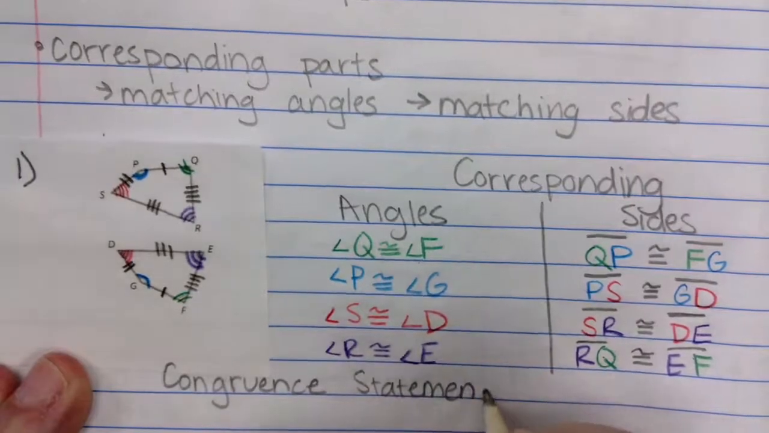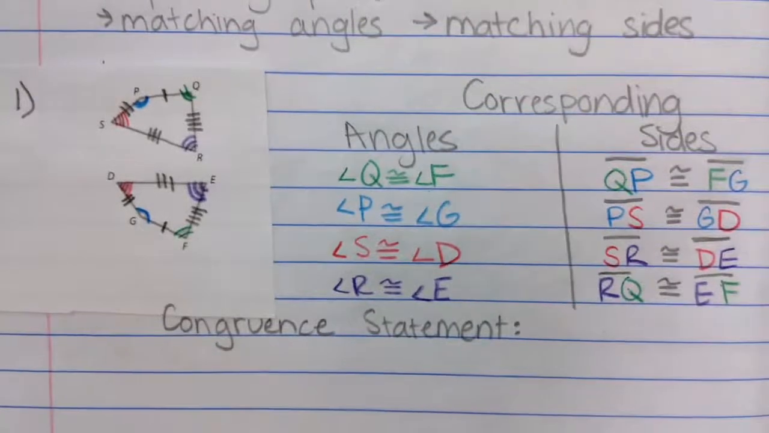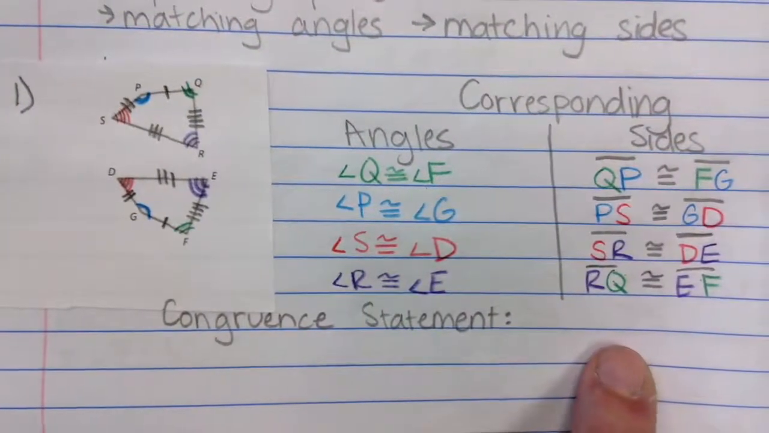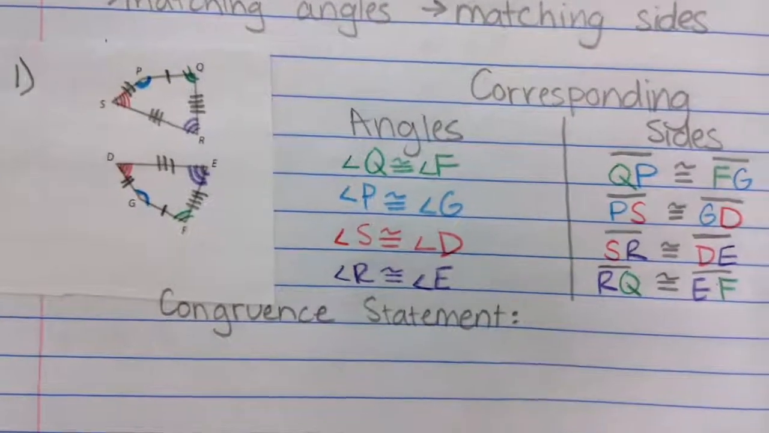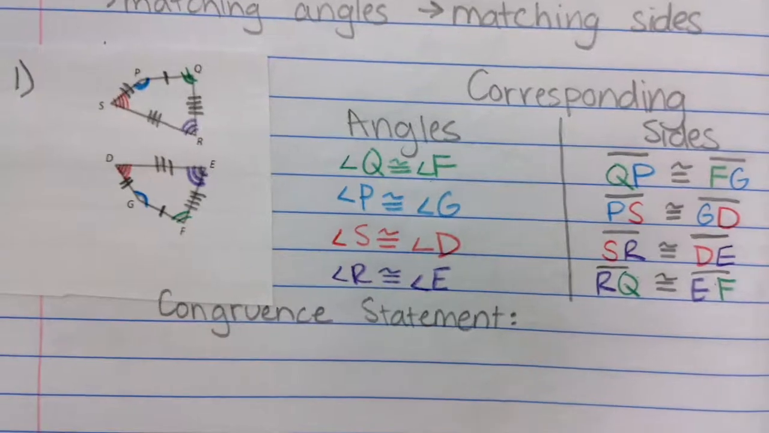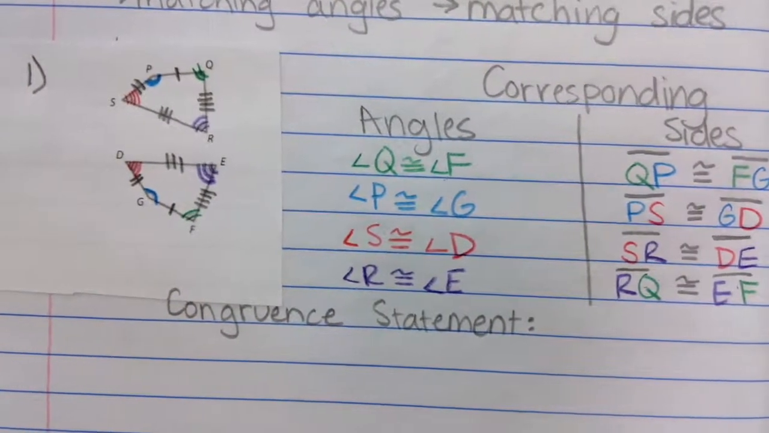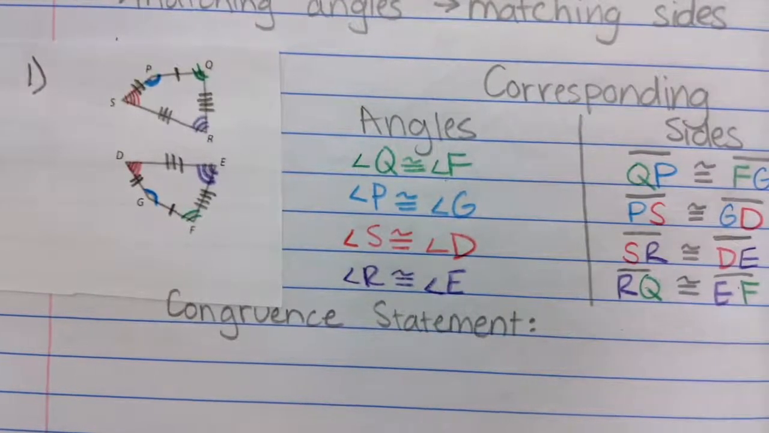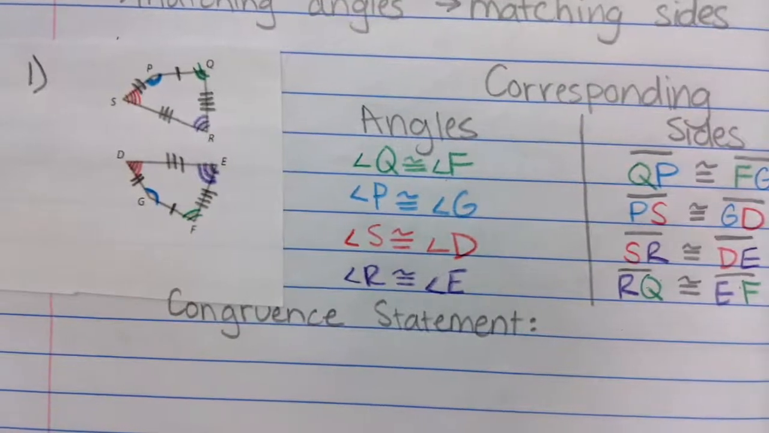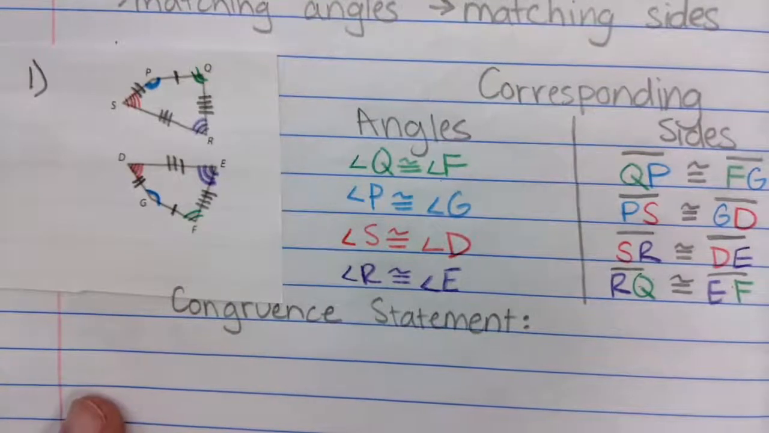What a congruence statement does is it allows us to show, based on just one sentence, all this information. So rather than writing this out every single time, saying angle Q is congruent to angle F, angle P is congruent to angle G, angle S is congruent to angle D, angle R is congruent to angle E, QP is congruent to FG, PS is congruent to GD, SR is congruent to DE, RQ is congruent to EF. Rather than doing all of that work, we can just write one congruence statement.